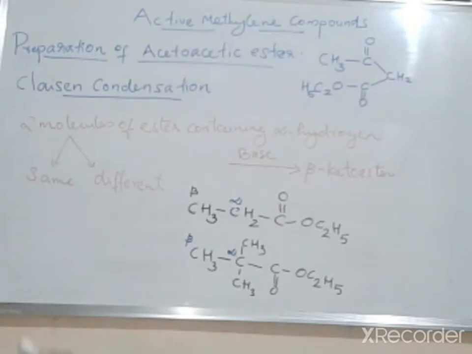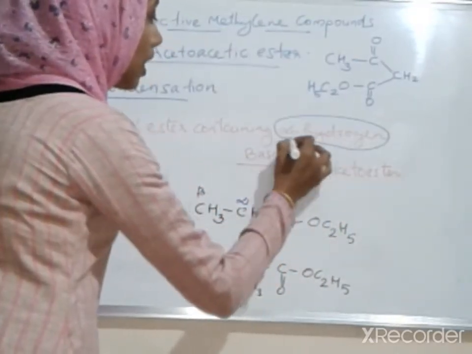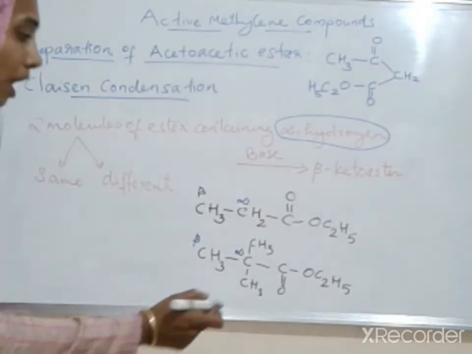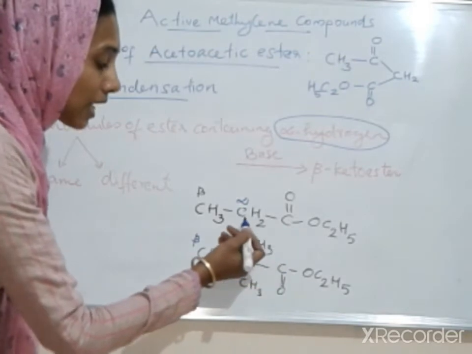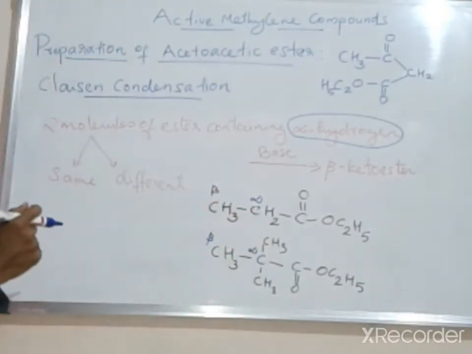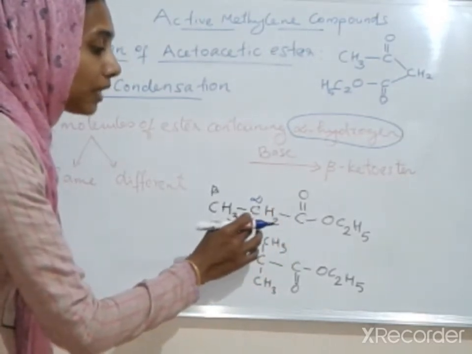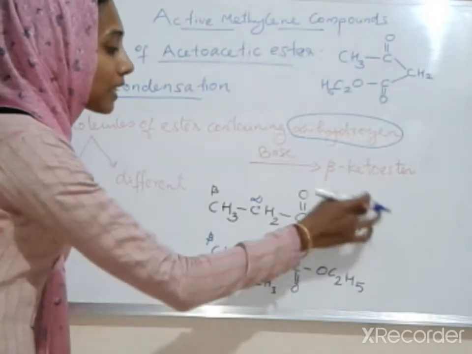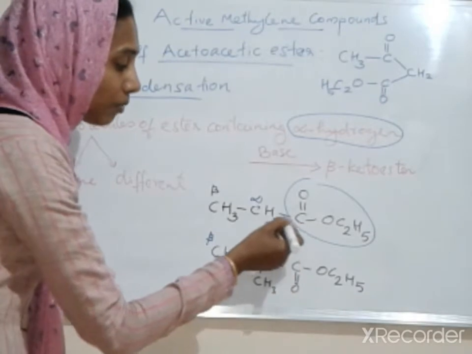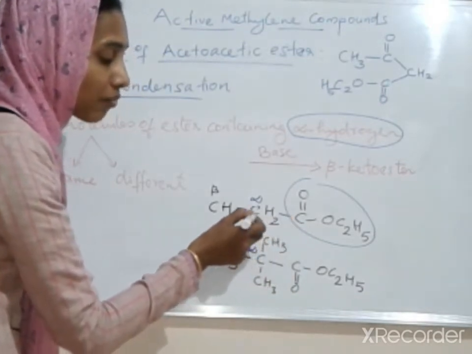The essential condition is that the ester should contain an alpha hydrogen atom. What is an alpha hydrogen atom? Alpha hydrogen means the hydrogen attached to the carbon next to the C=O or ester group. So this is the ester group, and the next nearest carbon atom is known as the alpha carbon.